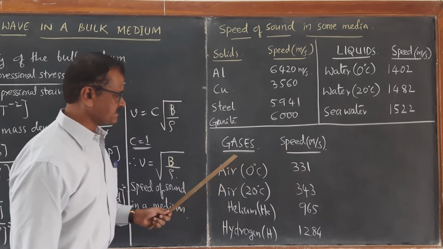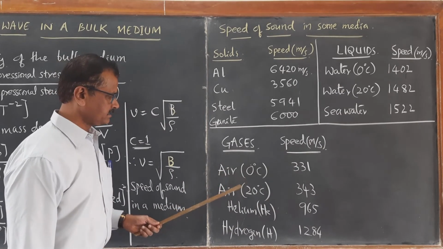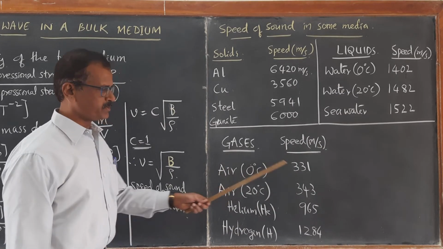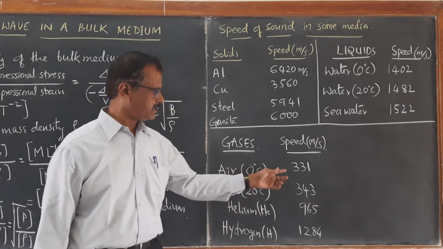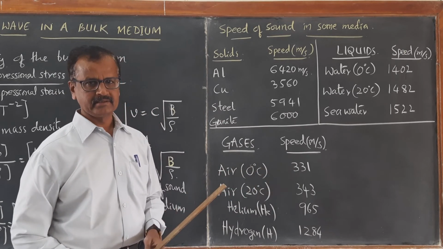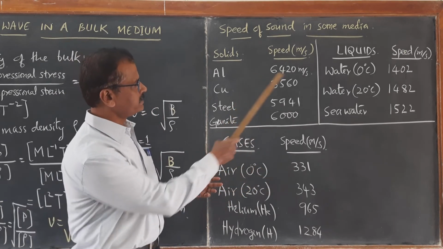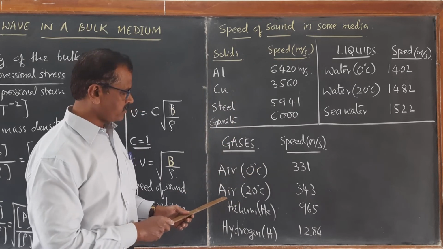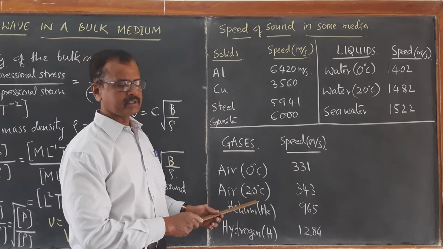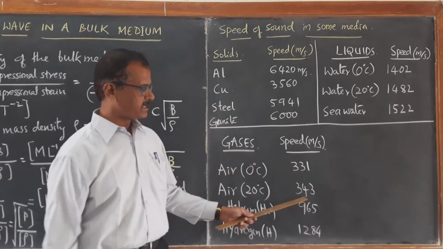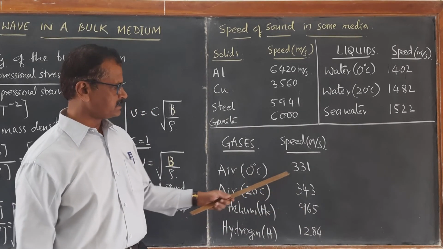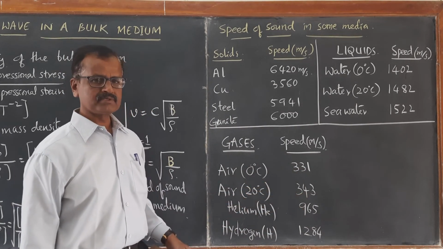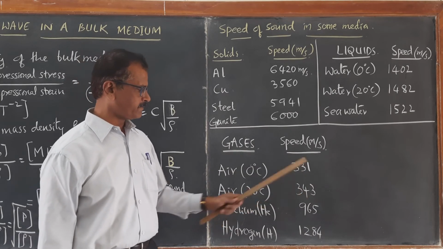Now look at gases like air. Air at 0 degrees Celsius, the speed of sound in air is, as you know, 331 meter per second, less as compared to solids and liquids. Speed of sound in air at room temperature, nearly 20 degrees Celsius, is 343 meter per second. So as temperature increases, the speed of sound also increases.